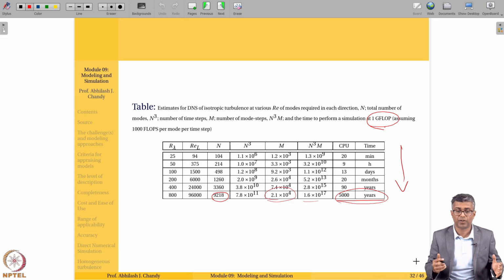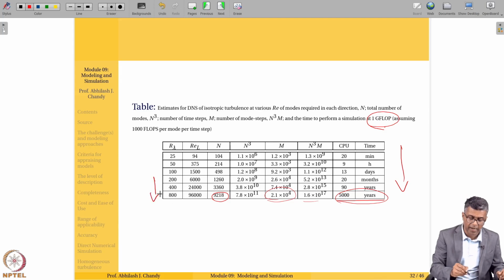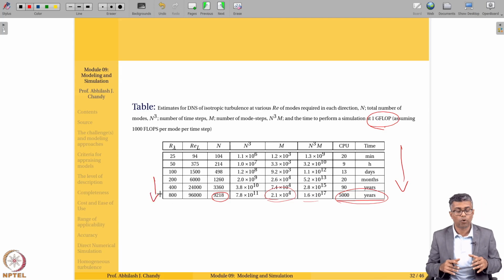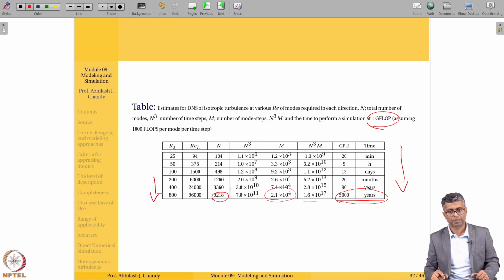But what we are interested in is the very high Reynolds numbers, which are more of practical applications, and they take a long time, but only on a gigaflop machine. Now, considering that we have much more powerful machines today, these are going to take much less time. So DNS is starting to be more feasible in today's day and age.